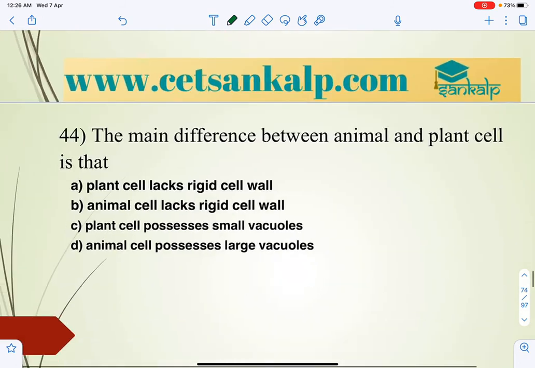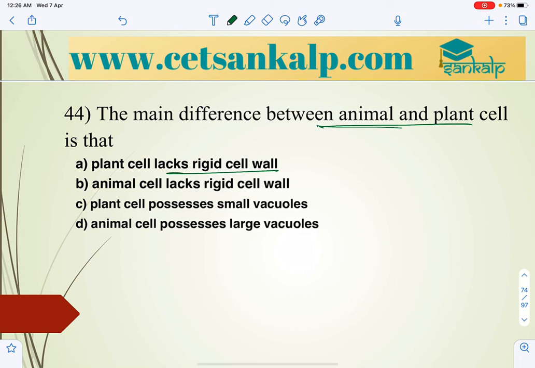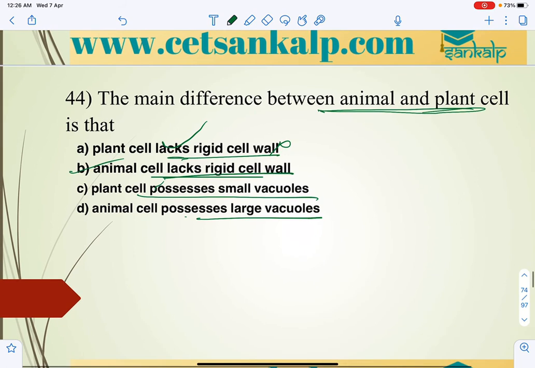Next, the 44th question: the main difference between animal and plant cell. Plant cell has a rigid cell wall. Plant cell lacks rigid cell wall? No. Plant cell with rigid cell wall. Animal cell lacks rigid cell wall? Yes, so that is no rigid cell wall. Plant cell possesses small vacuoles, animal cell possesses large vacuoles. So this is the correct answer.